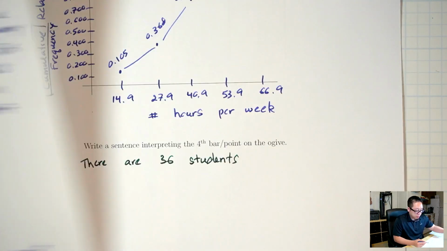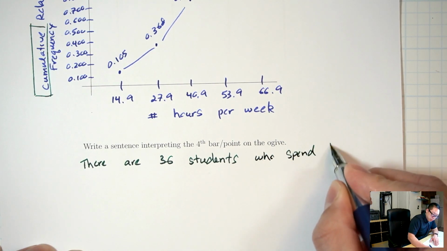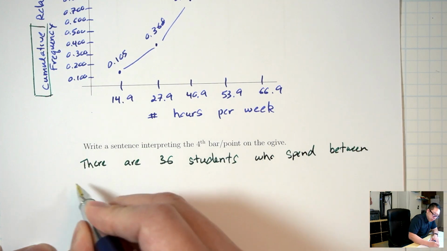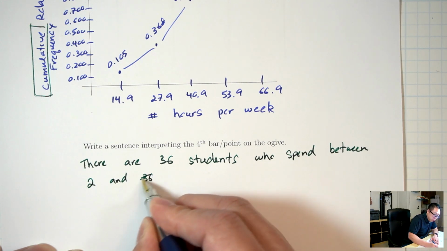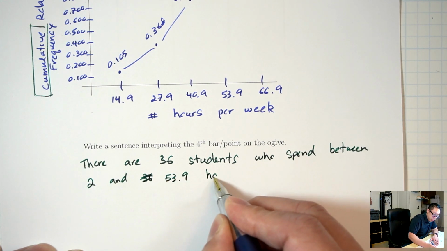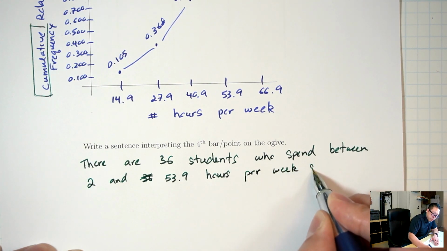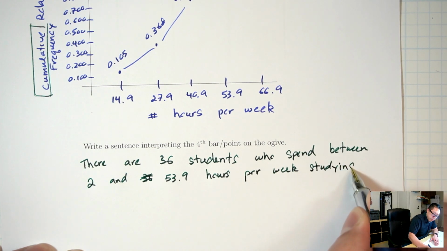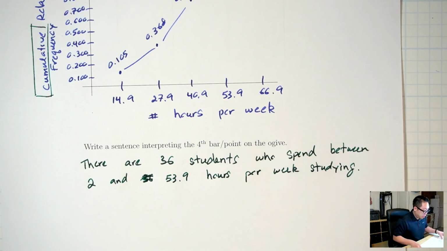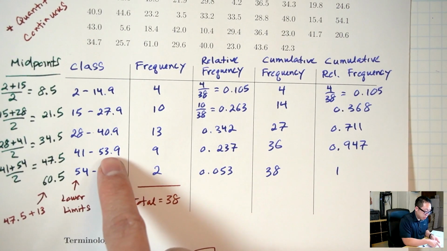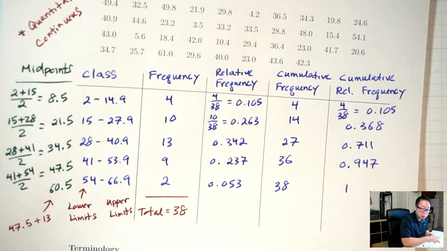Okay, if you want to be lazy, you can also say there are 36 students who spend 53.9 or less hours per week studying. Right, so or less takes care of everything below it.